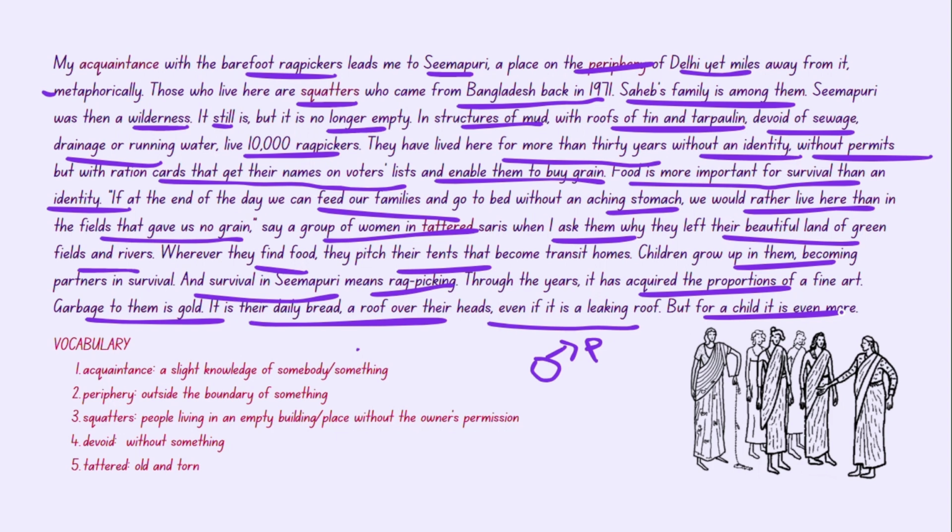It is something that provides a roof over their heads, even if it is a leaky one. Even if it drips water, they are fine with it. But for a child, it is more than gold. It is more than daily bread. It is more than a leaky roof. It is more than something that provides a roof.